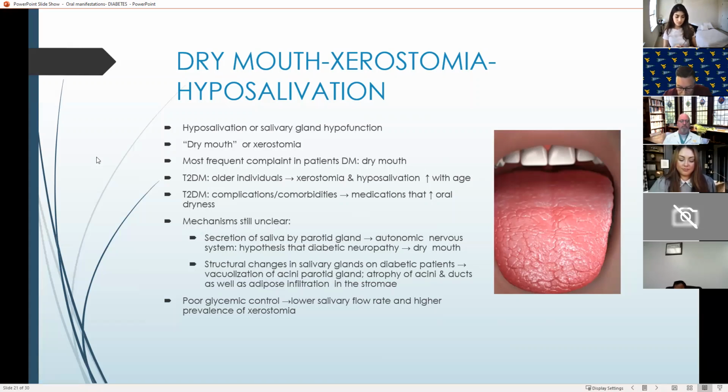In general, patients with poor glycemic control present significantly lower salivary flow rate and higher prevalence of xerostomia compared to subjects with well-controlled diabetes.